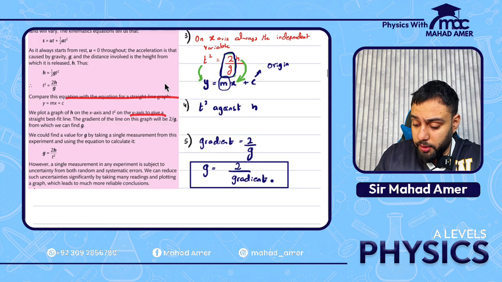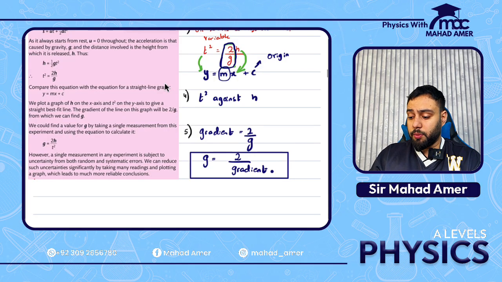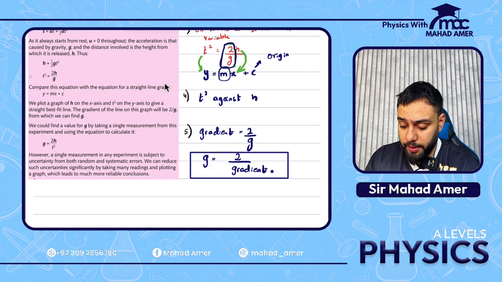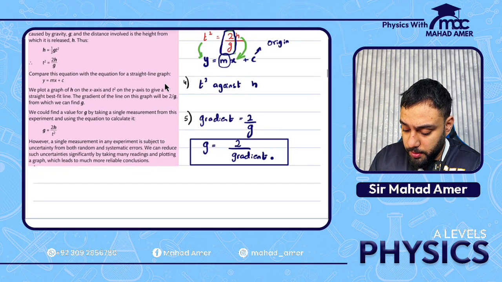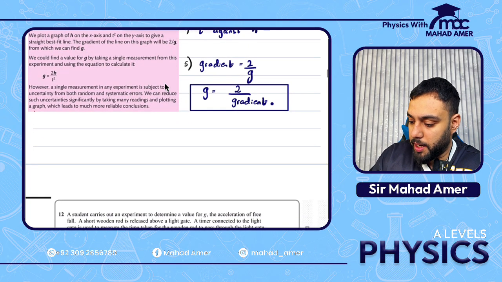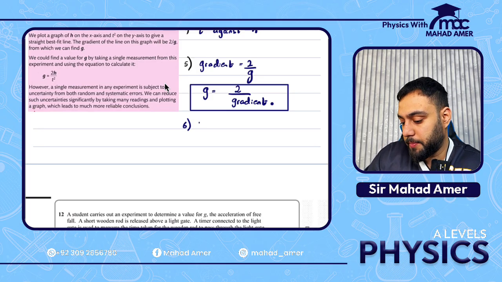We can find the value of g by taking measurements from the experiment using the equation to calculate this. Or we can say the gradient equals 2 over g, and then g will be equal to 2 over the gradient. That is pretty much everything that we need to know. However, a single measurement in an experiment is subject to uncertainty, so we'll be taking an average. Take multiple readings and take an average.